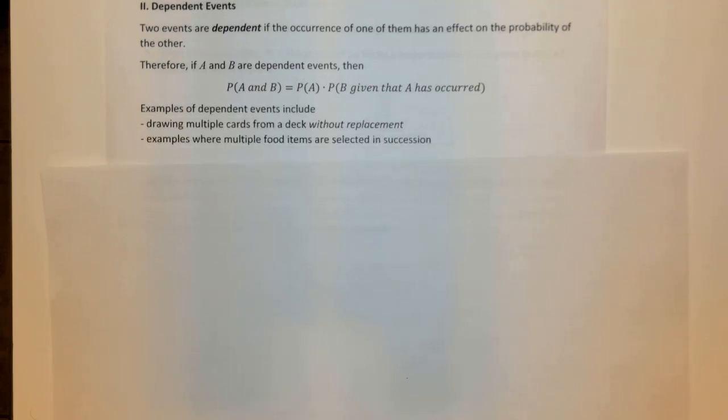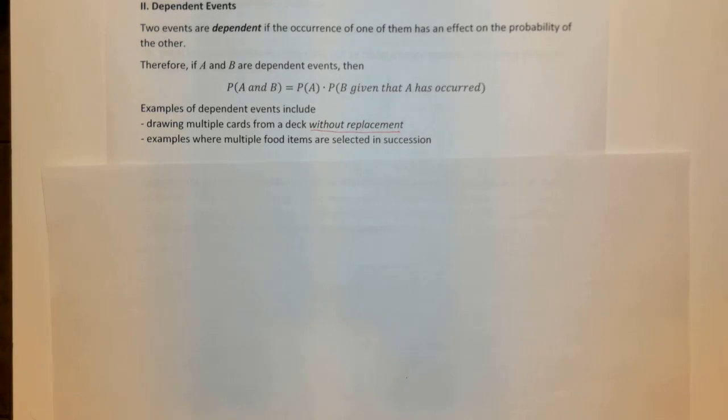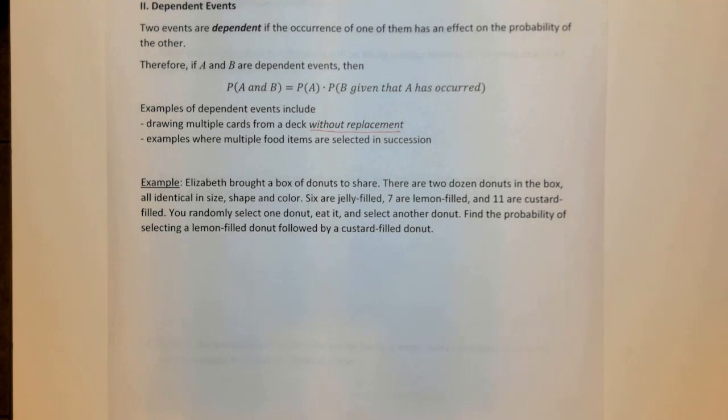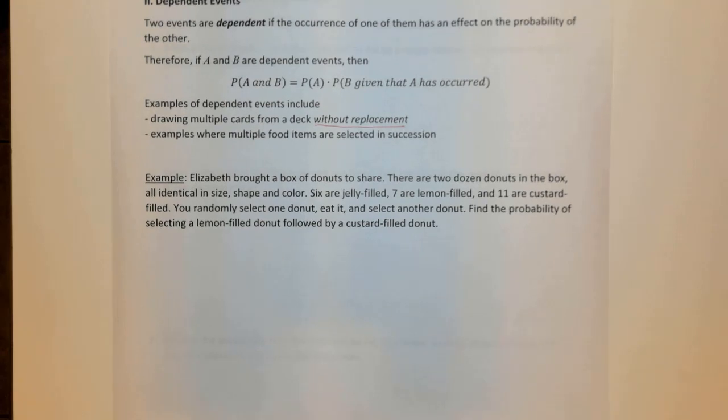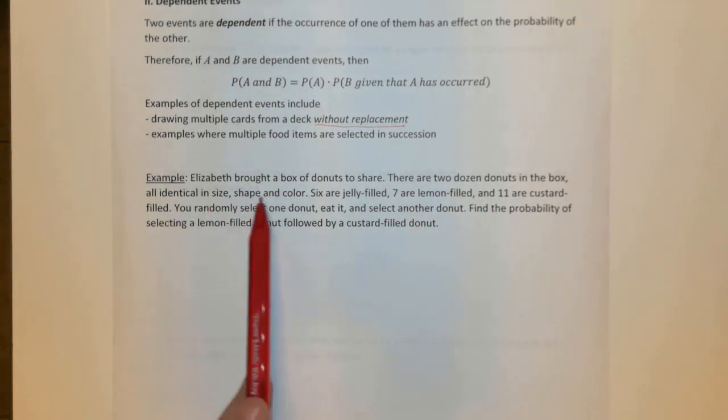So the probability of A and B, if they're dependent, is the probability of A times the probability of B given that A occurred. Some examples of that: drawing a card without replacement, and examples where food items are selected in succession and usually consumed. For instance, we have this donut question. We have a box of donuts. We got 2 dozen donuts in the box, all identical in size, shape, and color.